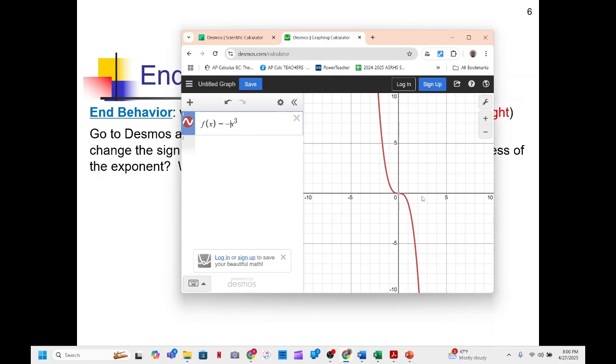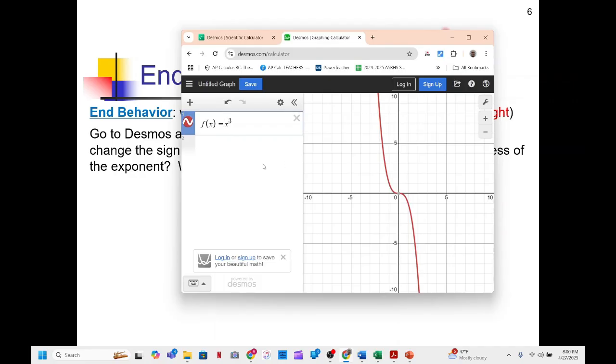But that also changes the end behavior. Positive with x to the third, we were going from negative infinity down here to positive infinity up here. If we make it negative, now that changes everything. Whatever was going to positive is now going to negative infinity and vice versa.